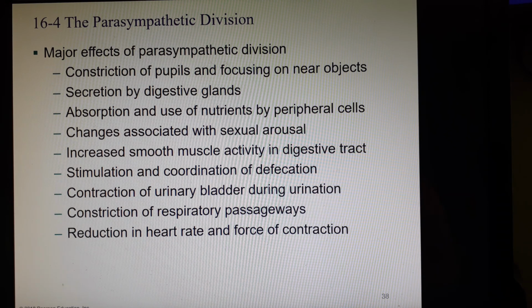So here's a little hint. If you are not able to be in a relaxed state, you cannot be sexually aroused. You have to trust the person you are with in order to be under parasympathetic control.